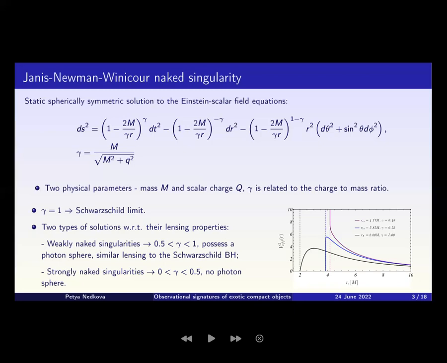According to the values of this ratio, this solution falls into two regimes with respect to the lensing properties: weakly naked singularities and strongly naked singularities. Weakly naked singularities have lensing properties like Schwarzschild. Broadly speaking, they have a photon sphere and behave very much like Schwarzschild. Strongly naked singularities are the interesting regime. They have no photon sphere. On the right-hand side in this figure, you can see the effective potential for null geodesics in Schwarzschild, in weakly naked, and in strongly naked. In the strongly naked singularities, you can see the curve without a maximum. The potential is diverging in the region close to the singularity. So it acts as a reflective barrier in the vicinity of the compact object. Of course, this will have an impact on the properties of the images.